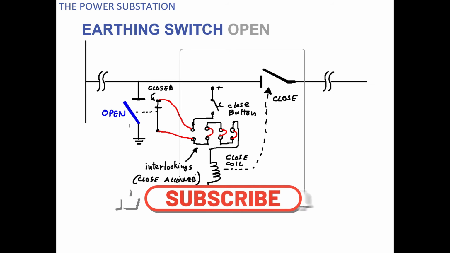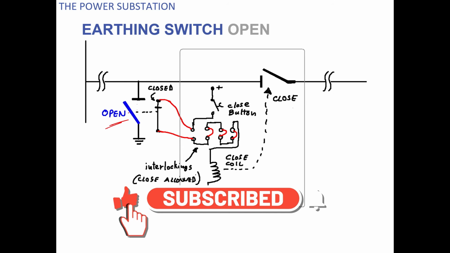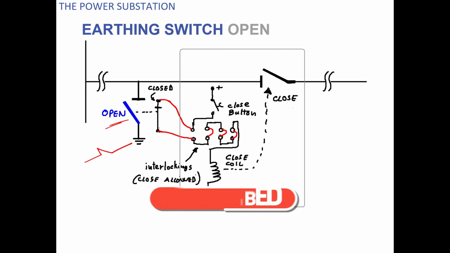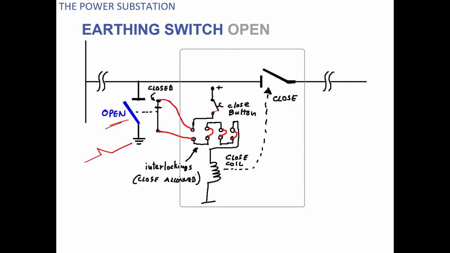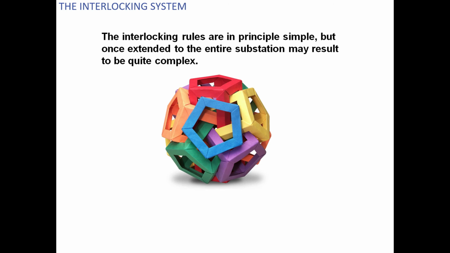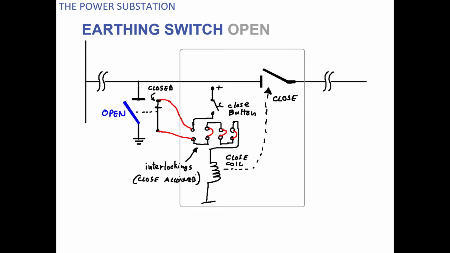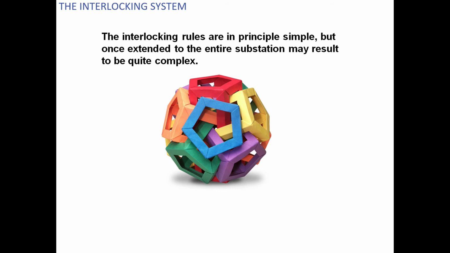Now suppose the earth switch is in the open condition. Once the earth switch is in open condition, this contact is in the NC condition. So now if you give the close command, DC will come to this point and go here. Now this is in the closed position, so this will come, and for all three phases finally it will energize the closing coil and this isolator will close. So this is the basic interlocking.